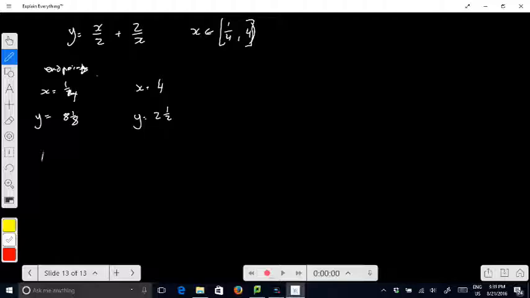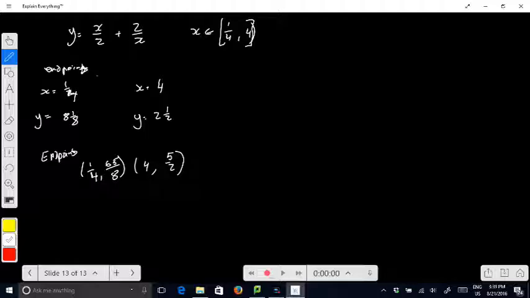So I can say the endpoints are going to be 1/4, and if we make that into an improper fraction, we get those coordinates.